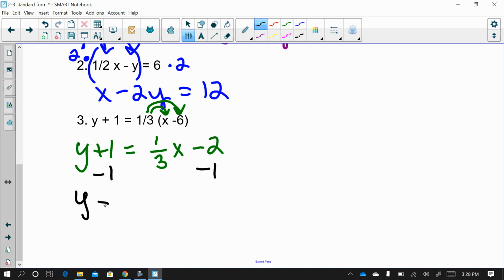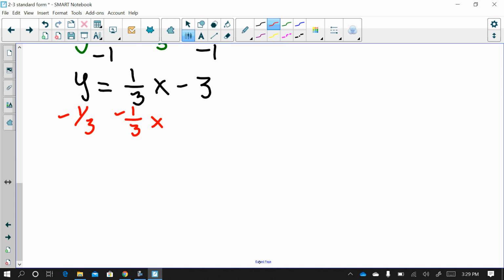Okay, I get y equals 1/3 x minus 3. Now that's slope-intercept form, so let's get it into standard form. Let's get our x's and y's on the same side, so subtract that 1/3 x. So I have negative 1/3 x plus y equals negative 3.